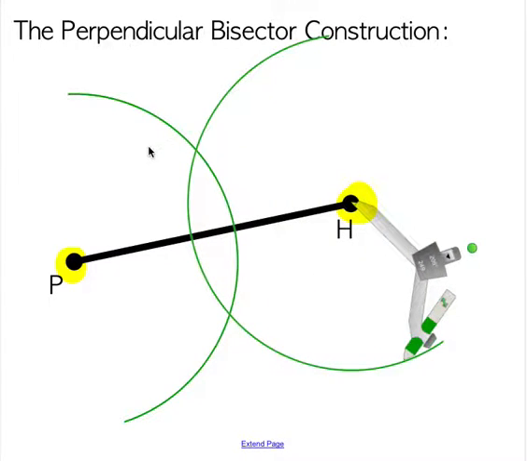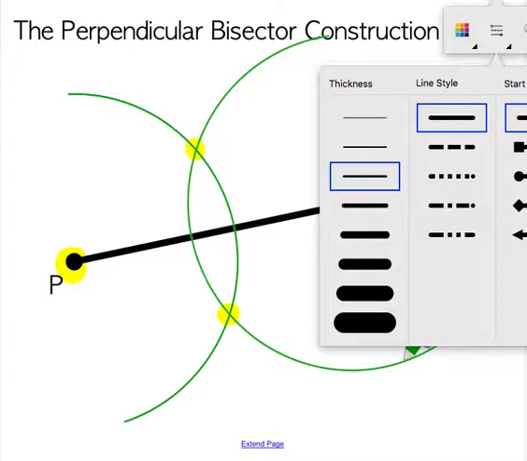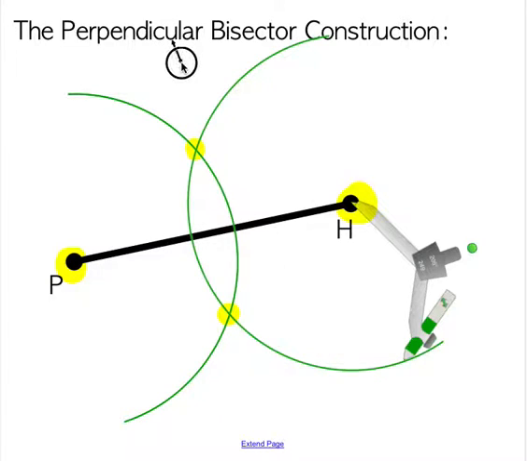When you do this, you should notice that there are two new points that we've created. There's one right here, and one right here. And I need to connect these two with a line. And that's going to form the perpendicular bisector. The perpendicular bisector is a line, but you can just draw a segment if you want. And this is a little harder to do on the screen than it is on paper.